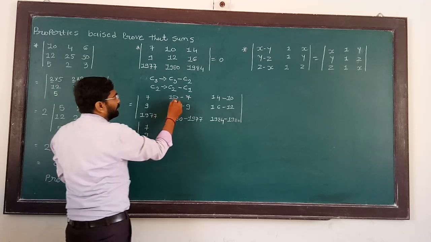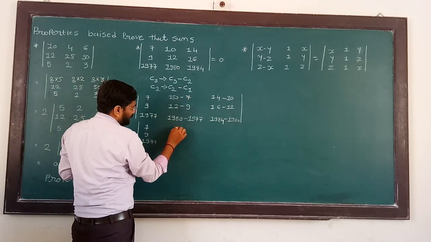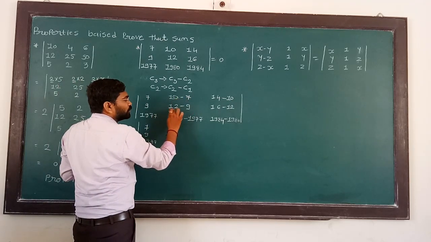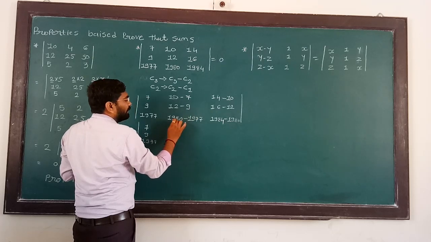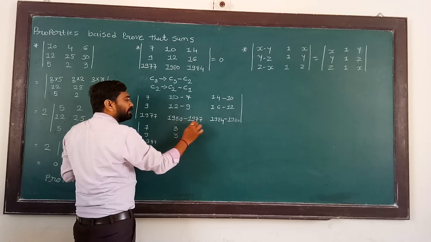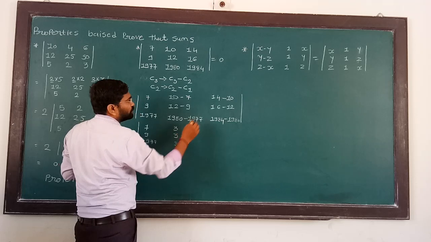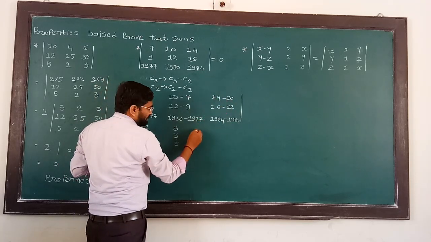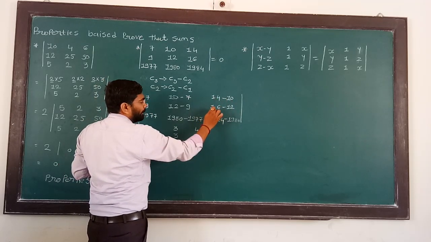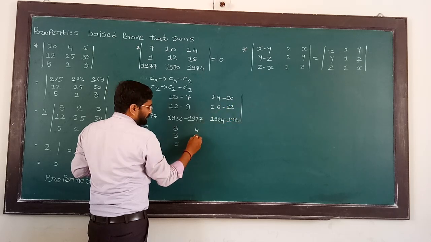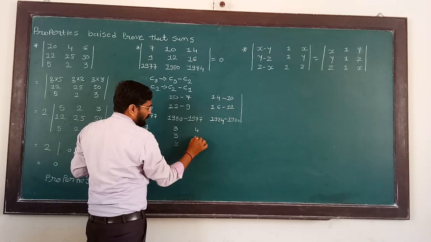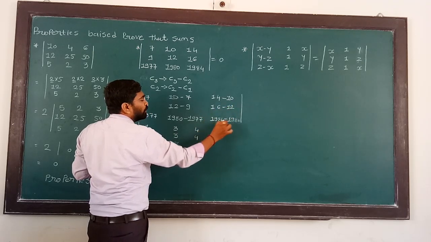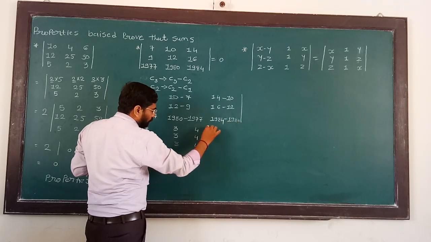Here 10 minus 7 means 3. Here also 12 minus 9 means 3. 1980 minus 1977 is also 3. Here 14 minus 10 means 4. Here 16 minus 12 is also 4, and 1984 minus 1980 is also 4.